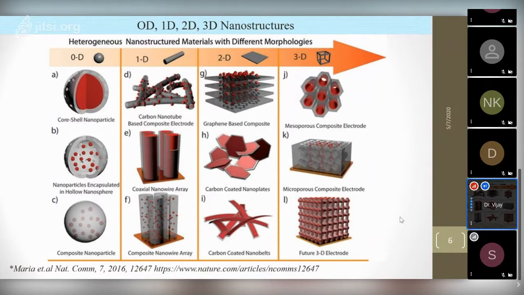There are more and more new materials synthesized or produced in laboratories in order to test those materials in different applications. It includes energy applications. So this slide shows 0-dimensional, 1-dimensional, 2-dimensional carbon nanostructures, which are particularly useful in energy applications. Even though carbon nanostructures have wide applications, this slide shows that these graphene-based composites or carbon-coated nanoplates are mostly used only in energy applications.